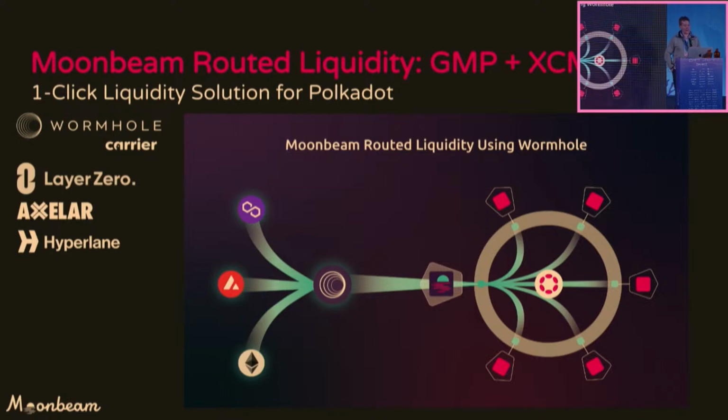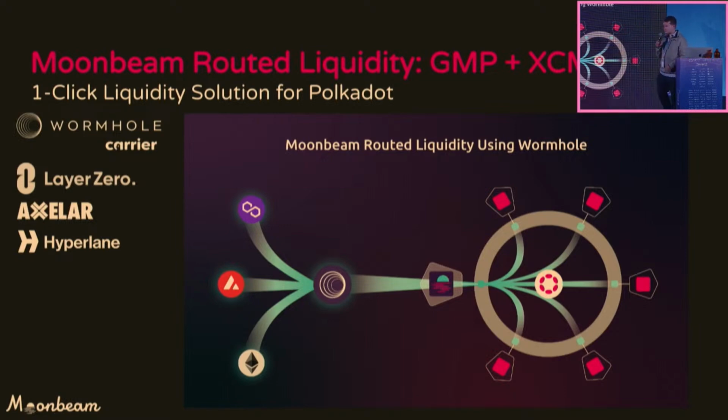So for the last, right before I wrap up, I do want to highlight one more thing, which highlights kind of the intersection of GMP and XCM. So, and that's Moonbeam routed liquidity. And Moonbeam routed liquidity is a solution to get assets from outside of Polkadot very easily into Polkadot parachains. And so the idea here is that you may want to bring assets from outside of Polkadot, maybe Ethereum, maybe ones on Avalanche or Polygon. Again, many others. We're just showing 3 here just for illustration purposes.